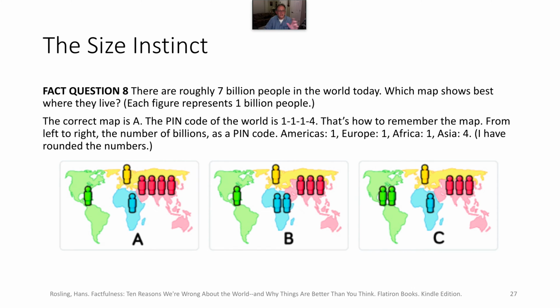Now, the question that those on phones weren't able to answer because they couldn't see the graphic: which one of these representations shows where the roughly 7 billion people in the world today live? The map that shows it best is A, where, as we've seen, there's 1 billion in the Americas, 1 in Europe and Russia, 1 in Africa, and 3 in Asia and the Pacific Island areas.